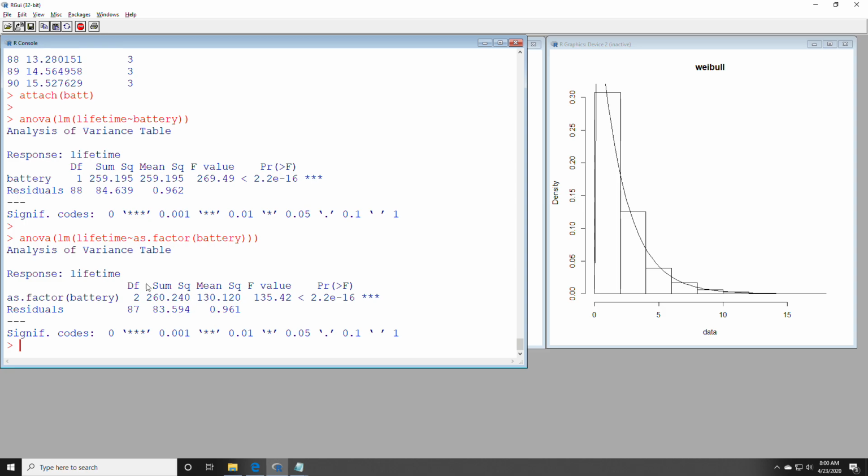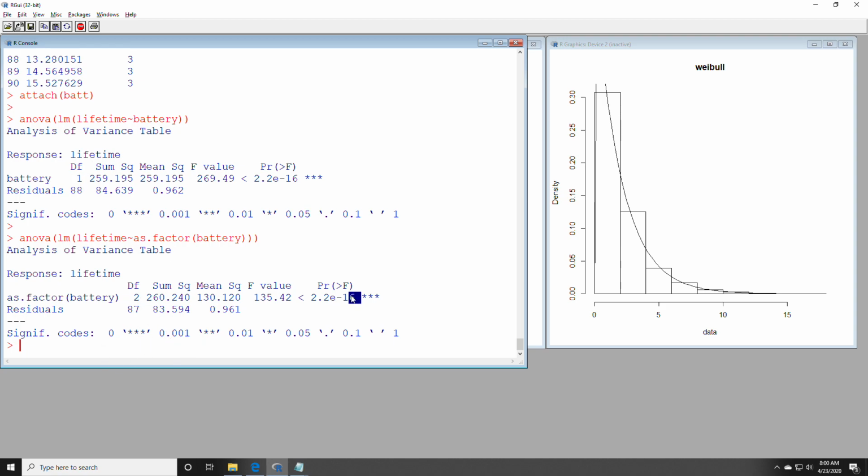And as I've said before, one double check is this first number here in the table should be one less than the number of groups that you have. And of course we have 3 types of batteries, right? 3 groups of batteries, so I should see the number 2 here. I saw the number 1 here previously, and we could tell immediately that it was wrong.